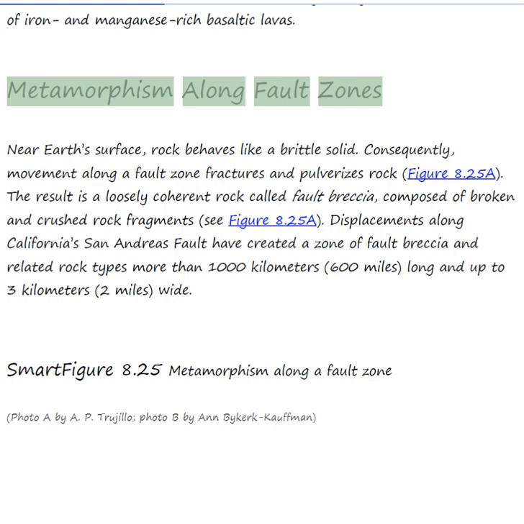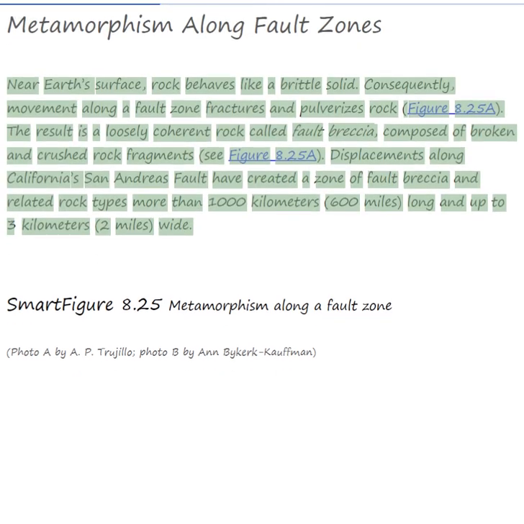Metamorphism along fault zones. Near Earth's surface, rock behaves like a brittle solid. Consequently, movement along a fault zone fractures and pulverizes rock. The result is a loosely coherent rock called fault breccia, composed of broken and crushed rock fragments. Displacements along California's San Andreas Fault have created a zone of fault breccia and related rock types more than 1,000 kilometers long and up to 3 kilometers wide.